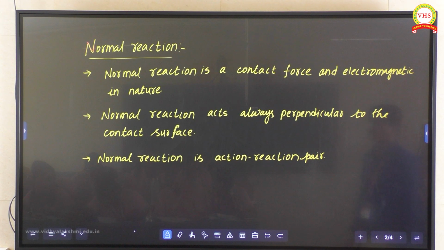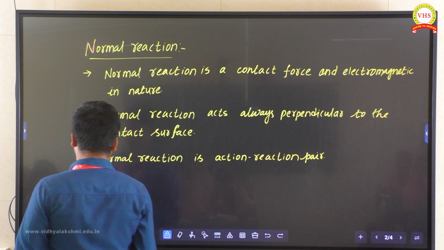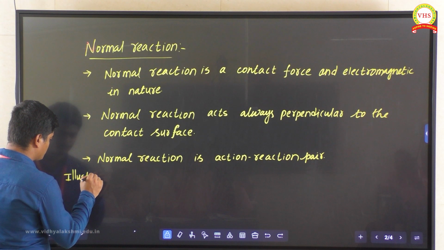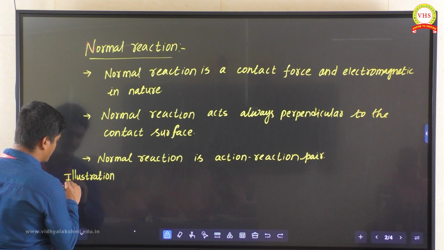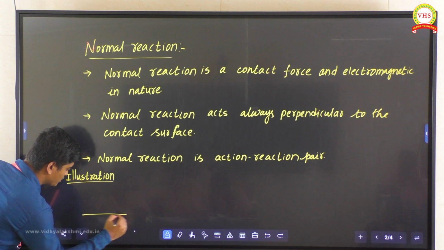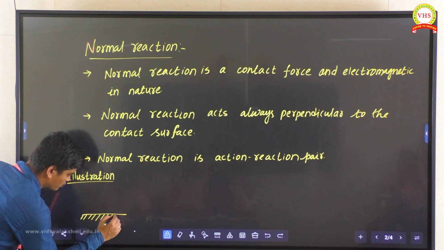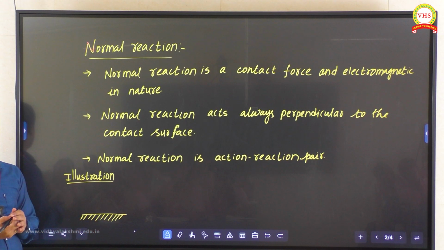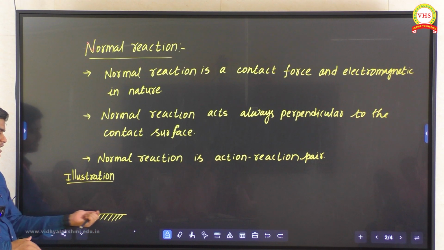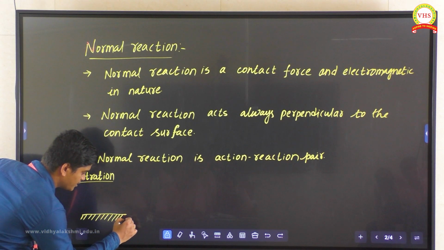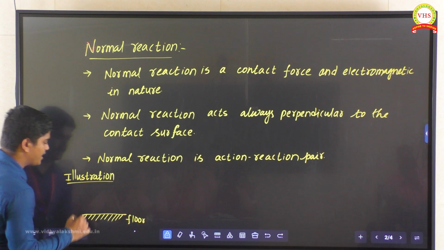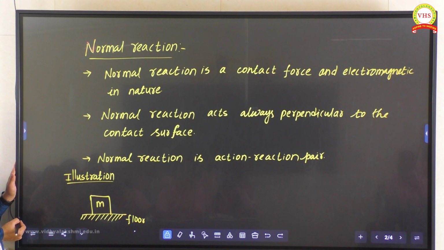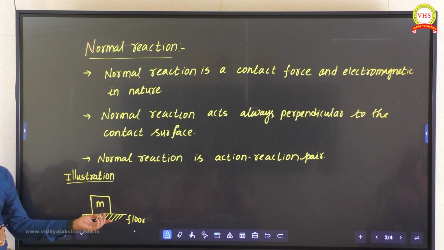Now the illustration, to understand what is normal reaction. All of you listen carefully. Suppose this is your floor. Consider this the surface of the earth, a small surface, a straight line like that. I am considering it as the floor. And this is your object, of mass M. Now this mass M is resting on the floor.